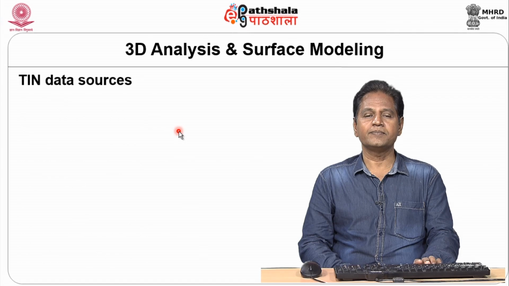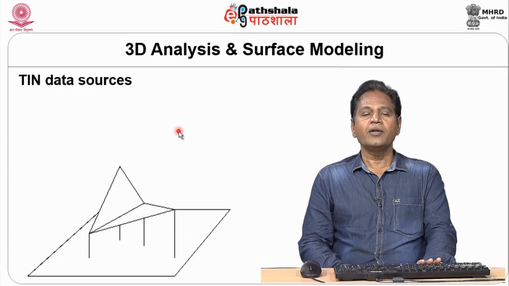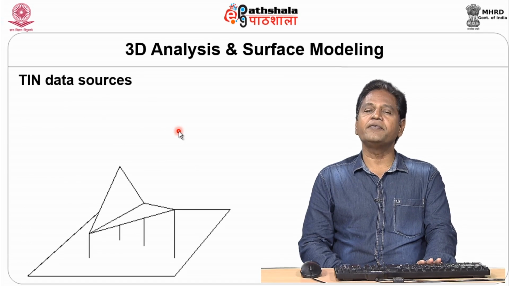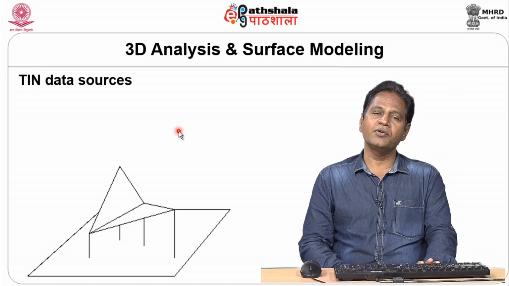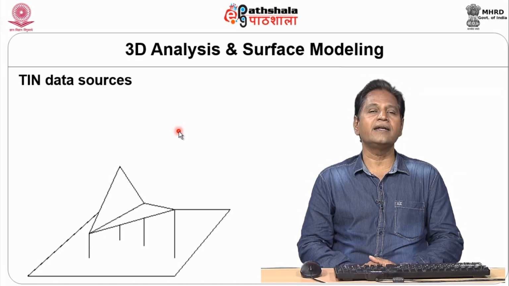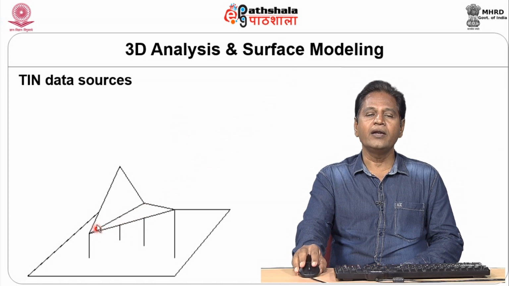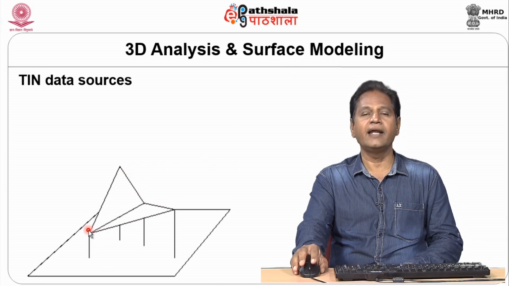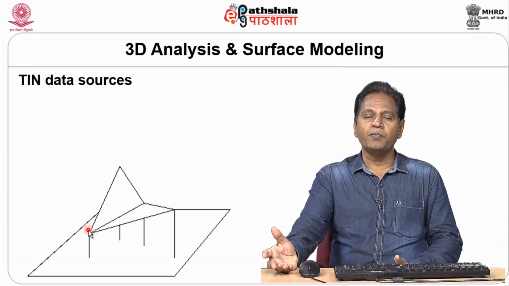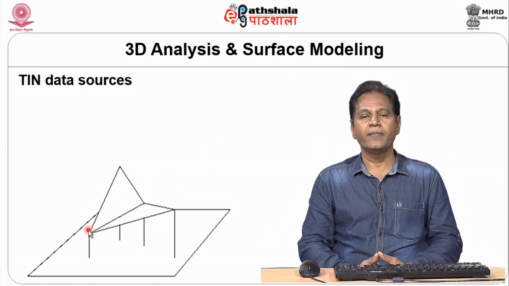your DSM. TIN data sources, I was telling you, triangulated irregular network. One of the major things is that we create or generate what are called irregular triangles. There will not be any regular triangles in TIN. As you see here, you have triangle 1 and triangle 2, just joining points of various elevation. When you join them, the points are not equally spaced; that you have to bear in mind.